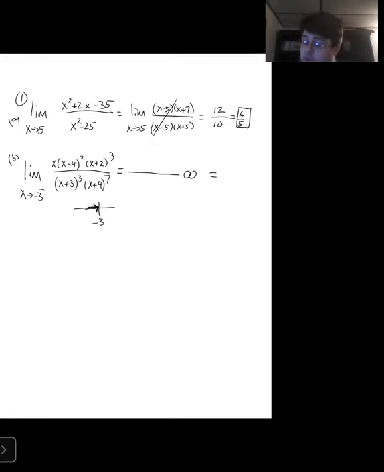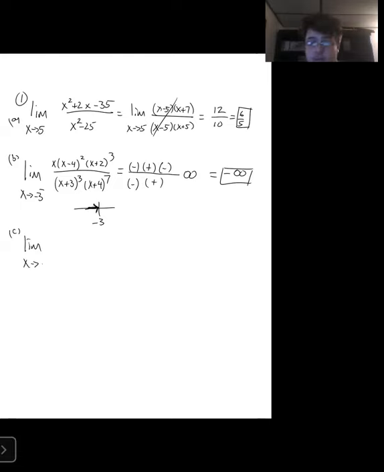Put them in the first thing on top, you get a negative. Put them in the second thing on top, and square it, you get a positive. Put them in the third thing on top, you get a negative cubed, which is a negative. On the bottom, you get a negative cubed again, which is negative. And you get a positive to the 7th. 3 negatives make that a negative infinity.